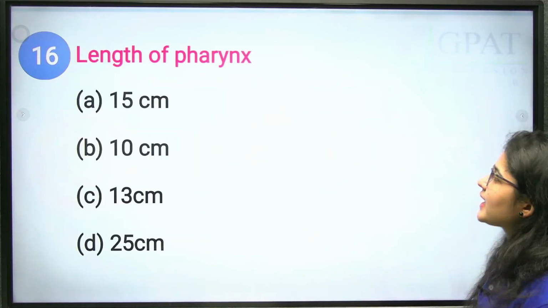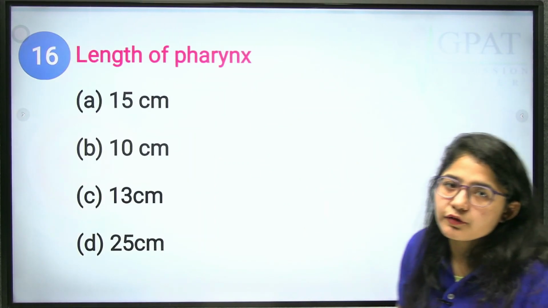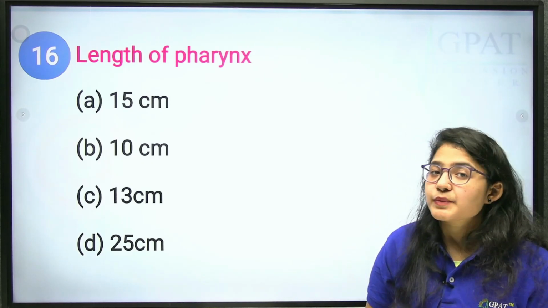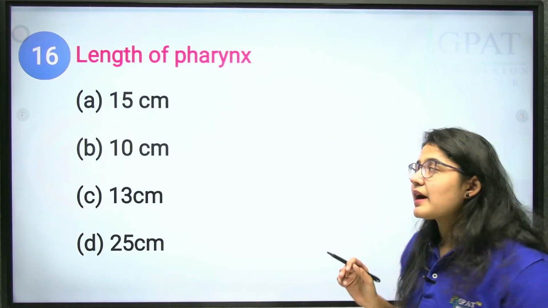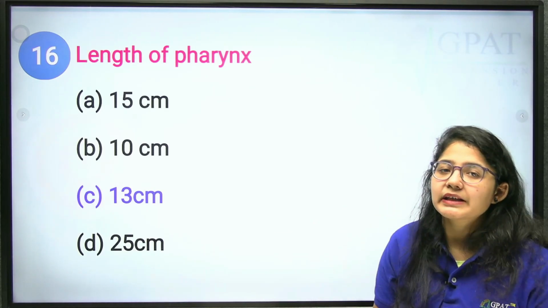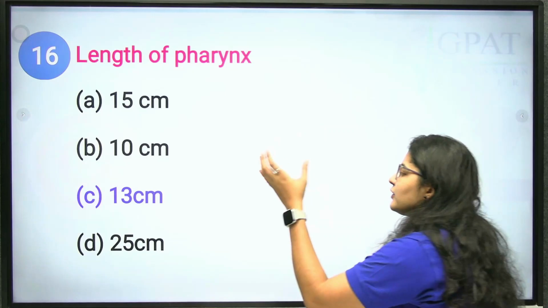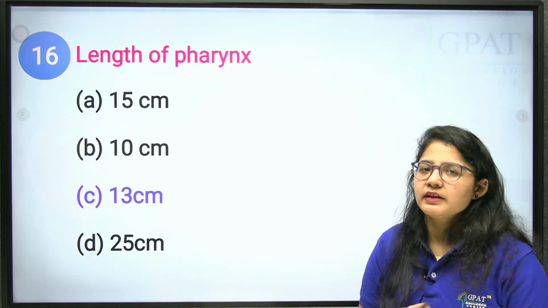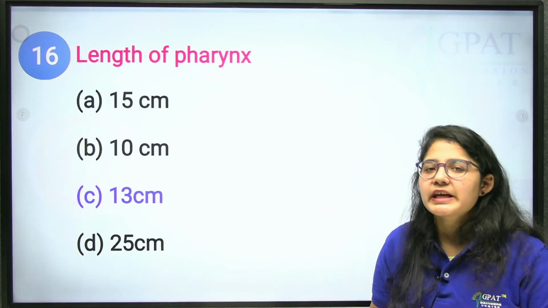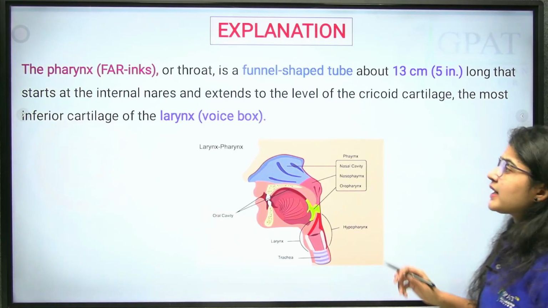Now the next question. Length of pharynx. What is the length of the pharynx? It might be very large because it connects the nose part as well as your mouth part. So the correct answer will be 13 centimeter. This is the unit you need to remember. The length of the pharynx is 13 centimeter. There is no such concept which can be explained. Clear? Okay.